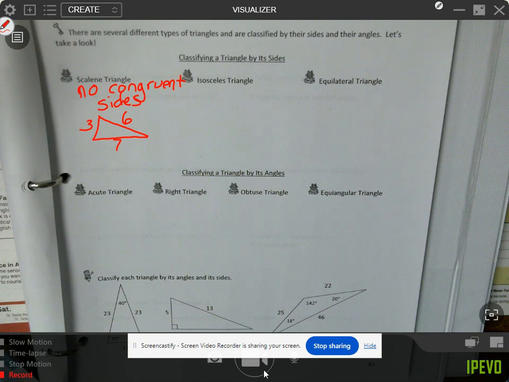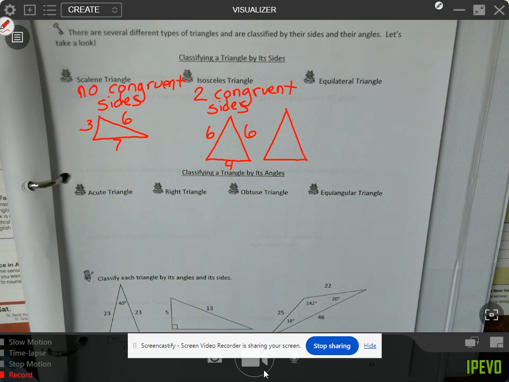What is an isosceles triangle? Fiona? 2 congruent sides. Then we need to put our side measurements to show that 2 of them are the same, 1 is different. You could do that with numbers. How could I do that without numbers? Lucas? Definition, or you could just show that. You could just show it.